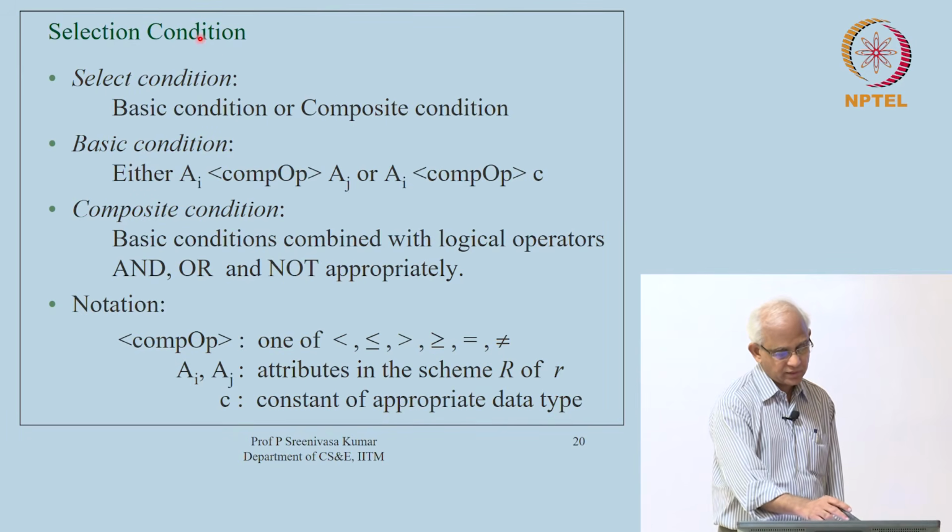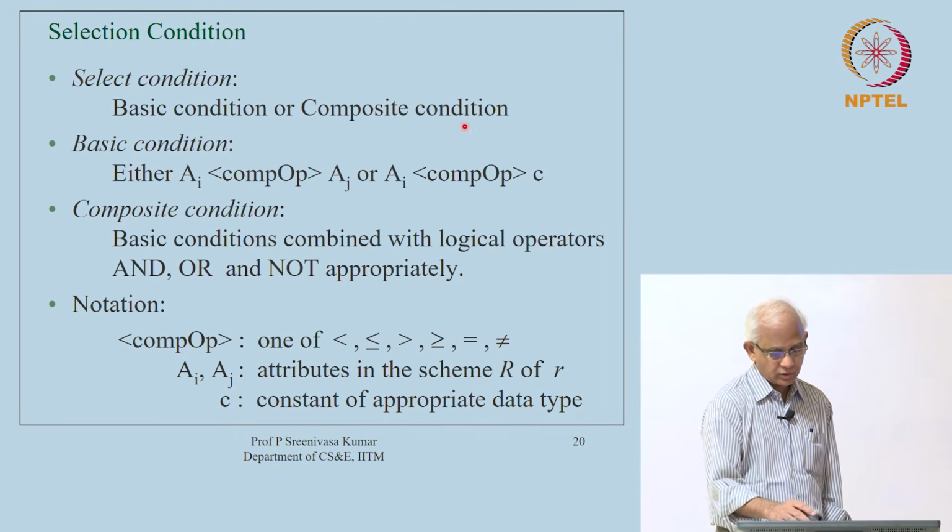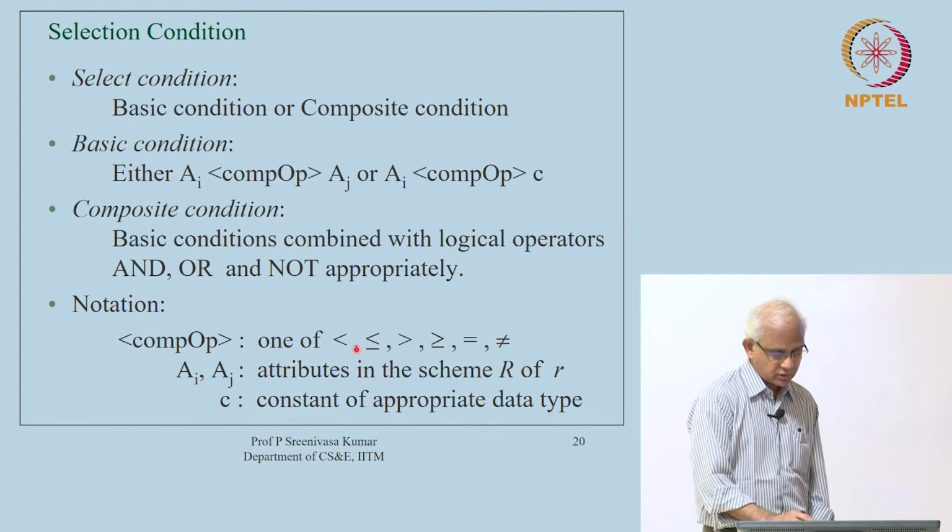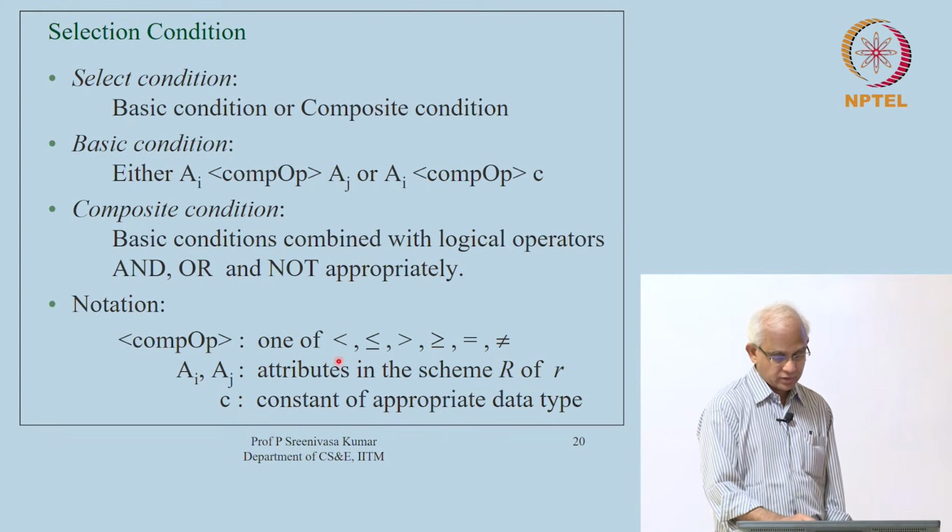The theta, the selection condition, is either a basic condition or a composite condition, and if it is composite, it basically uses logical operators and then combines these atomic conditions. And what are the comparison operators? The comparison operators are the obvious ones: less than or equal to, greater than or equal to, and not equal to. The six possible comparison operators which compare values.